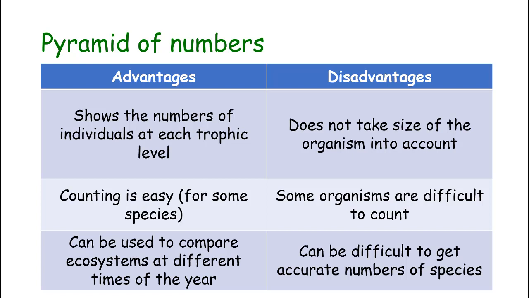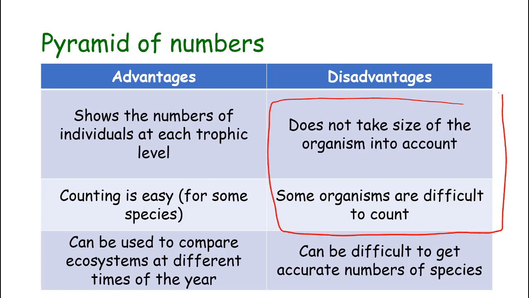There's several disadvantages though, and the disadvantages are what you need to focus on. And these two in particular. The disadvantage is that it doesn't take into account the size of the organism. So even though we use leaves in that, what if we had used trees? Trees would still be the producer, but what we would have got is a wee skinny level at the bottom. Then we would have had loads of caterpillars, and then we would have had something like this. So because it doesn't take the size of the organism into account, sometimes they can be inverted or upside down.